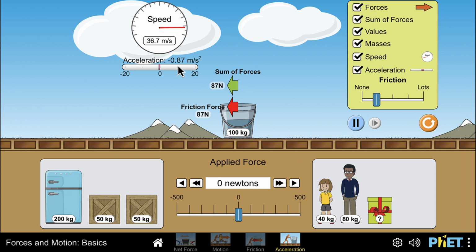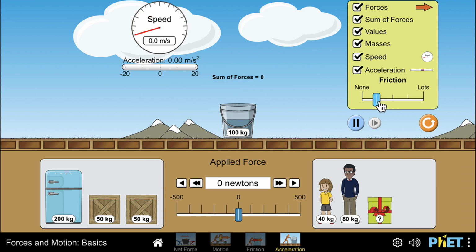Now I'm not pushing, I'm not making any force. Why do I have acceleration? Because of friction. Friction is slowing this object down. Since there's a net force, there must be acceleration. 87 divided by 100, that's 0.87. Negative because it's to the left.